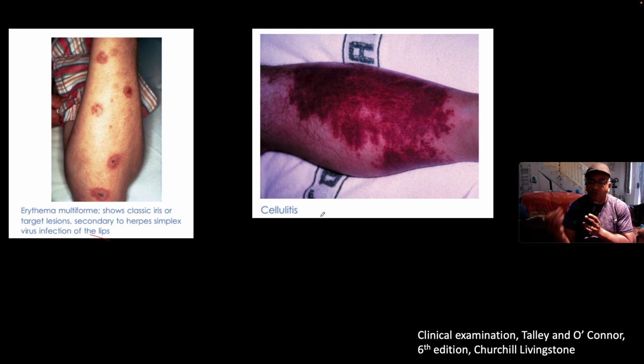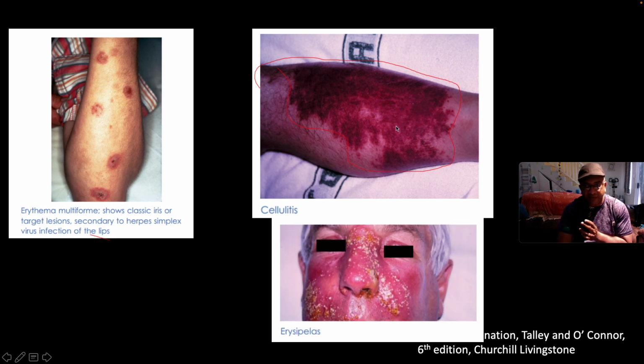Rubor, calor, dolor, tumor, functio laesa. Rubor is redness, calor is temperature, tumor is swelling, dolor is pain, right? And that's what we see here. A typical superficial area with swelling, redness, and heat, and it's exquisitely tender.